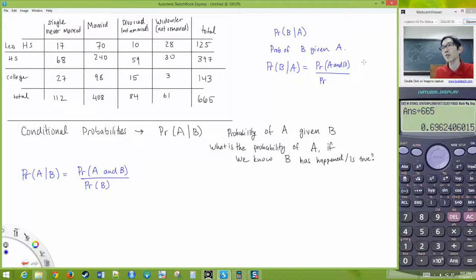Cookies and cream is the same thing as cream and cookies, although nobody says cream and cookies. Mr. and Mrs. is the same as Mrs. and Mr. So A and B, and what do I put on the bottom? Probability of A, exactly. Whatever comes after the vertical bar, whatever is given, goes in the denominator here.